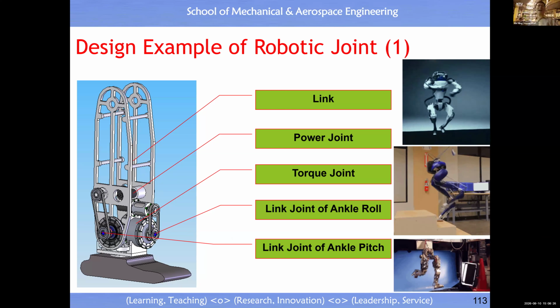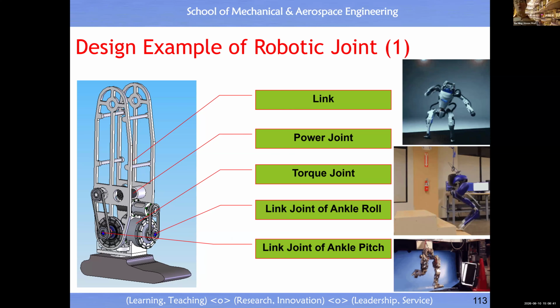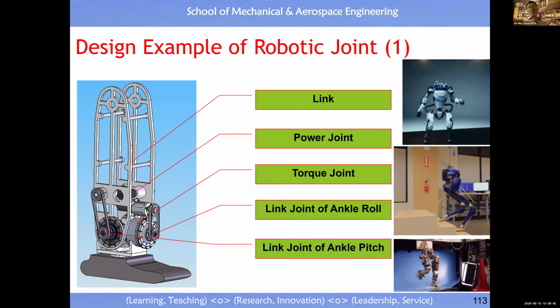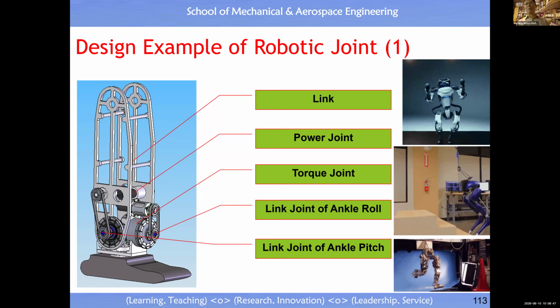The leg basically follows design scheme number 3. And the motor is slightly relocated, outside the link joint. Then you have a torque joint, power joint, and link joint all together. So this is an example. And on YouTube, you can find plenty of examples.